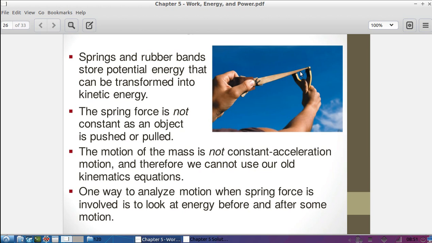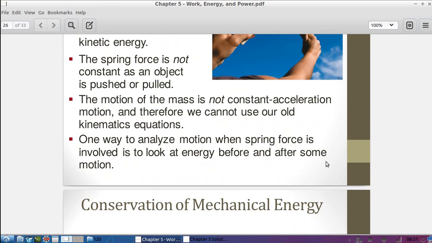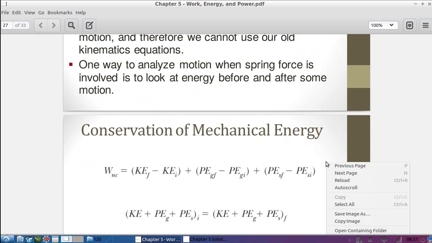All those kinematics equations that have acceleration in them depend upon acceleration being constant. In this case, acceleration is a function of time and position. So our kinematics equations won't work. So we have to use conservation of energy to analyze the motion of the object.